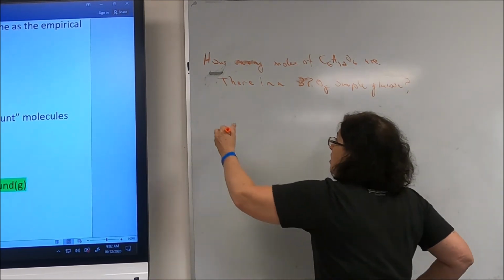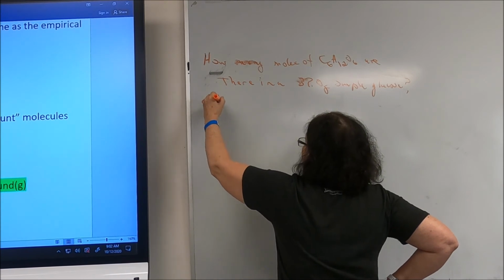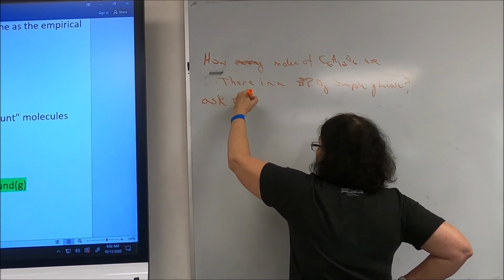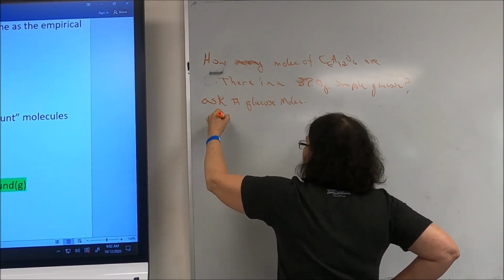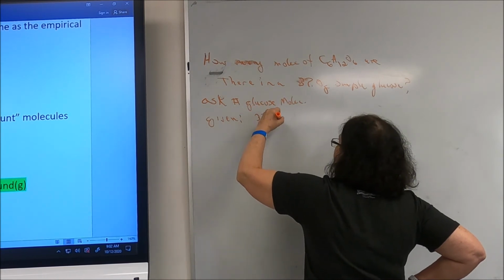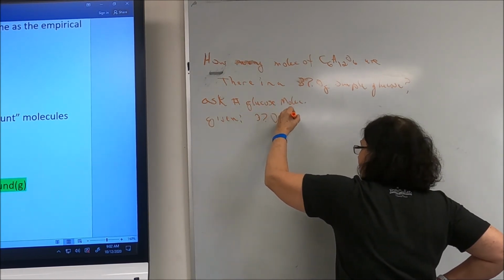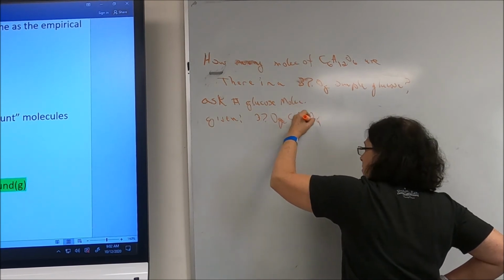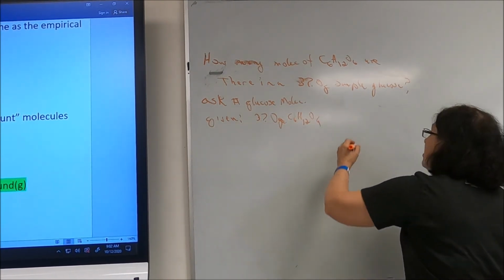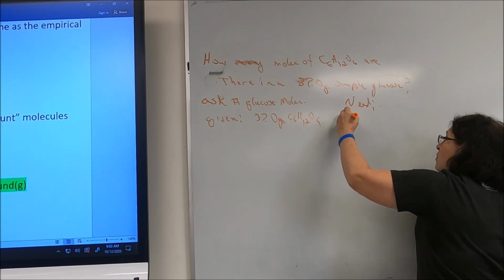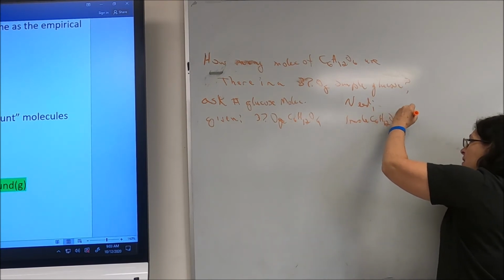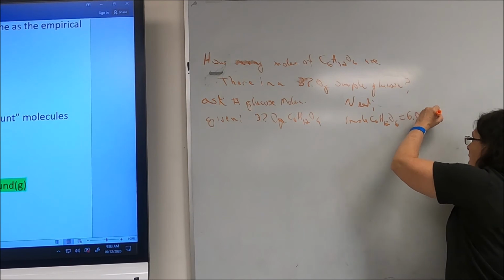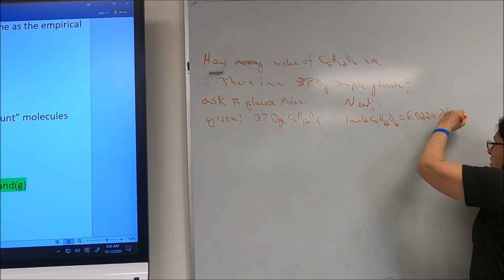Okay? So, we're asked the number of glucose molecules. And we're given that we have 37.0 grams of it. So I need a couple of things. One, I need that 1 mole of glucose contains 6.022 times 10 to the 23 molecules of glucose.